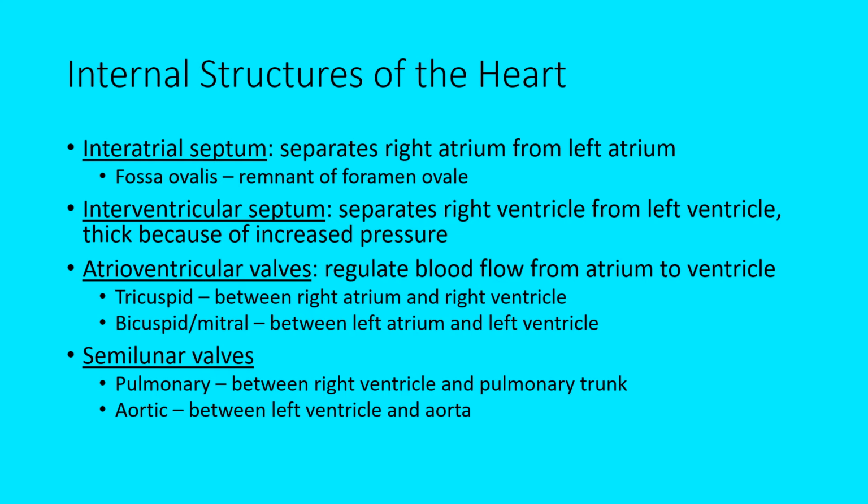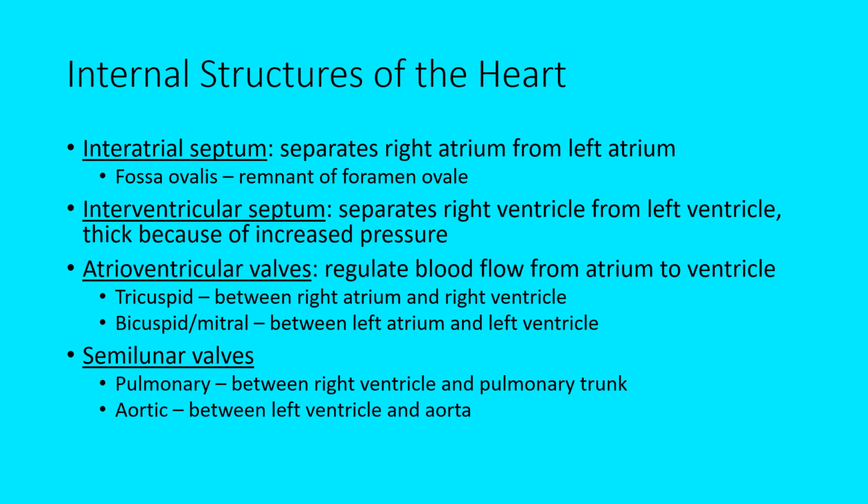You do have 4 valves within the heart. You have 2 that are known as the atrioventricular valves, or AV valves for short. This is a valve that is going to be between the atrium and the ventricle. So you have one between the right atrium and right ventricle, and one between the left atrium and left ventricle. Collectively, we call them the AV valves. Specifically, they have different names. The AV valve that is found on the right side is the tricuspid valve. On the left side, between the left atrium and left ventricle, it has two names. It can be known as either the bicuspid or the mitral valve.